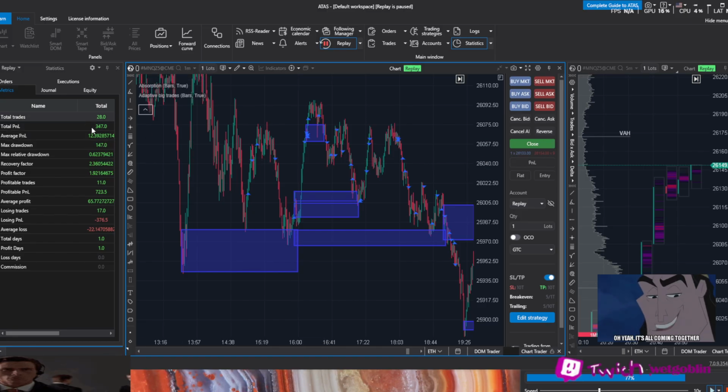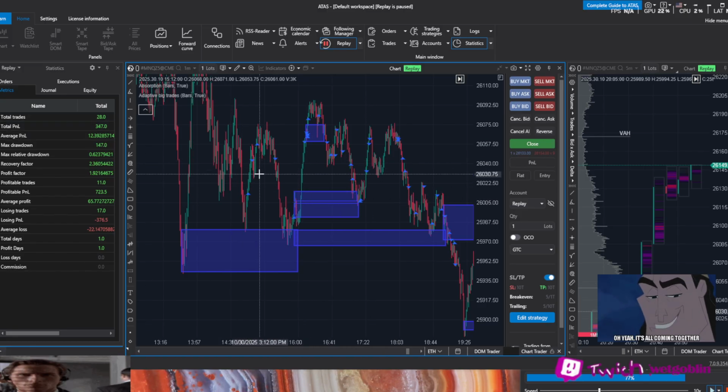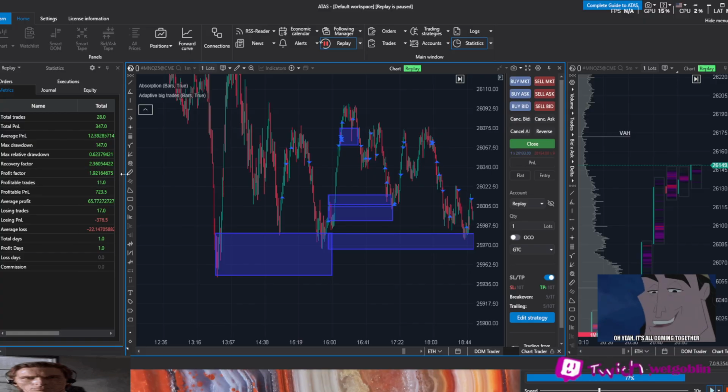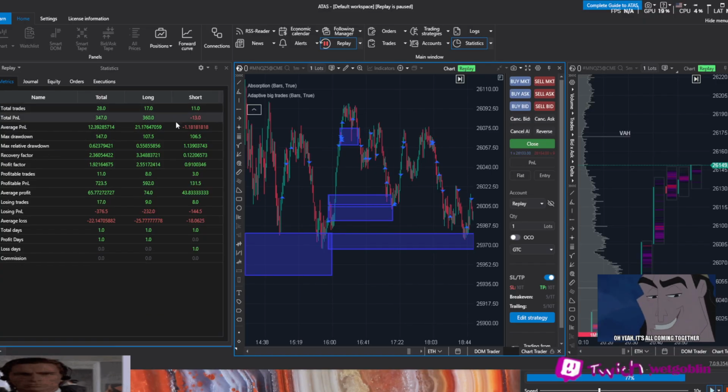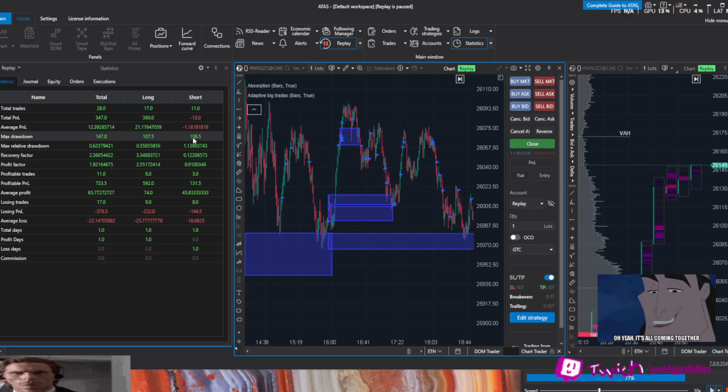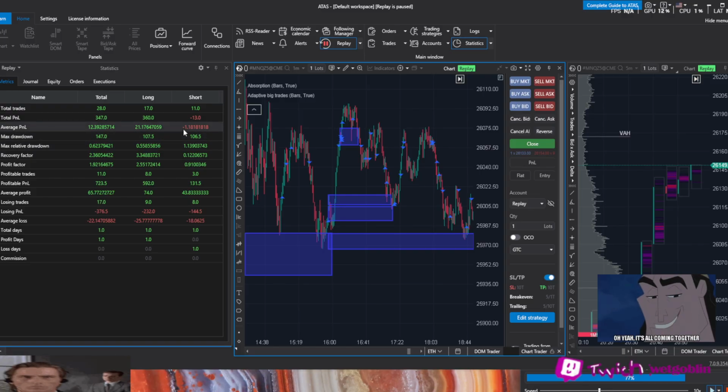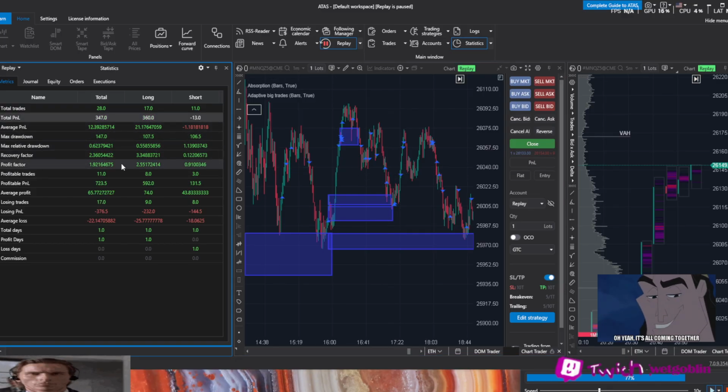Holy moly. Okay, 28 trades. So that accounts for some extra stuff. Lost 13 on shorts. Let's see. Total P&L was... Wow, I can't believe I only lost 13 on shorts. I must have had a couple good shorts there, because I took a mean hit on that last trade. But 347, that's not too shabby one bit on MNQ.